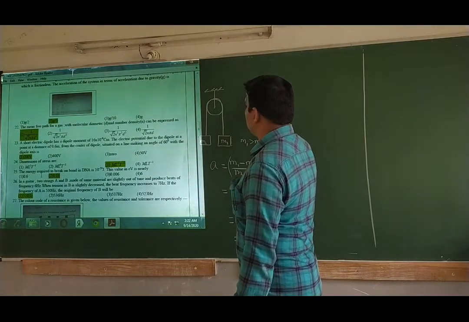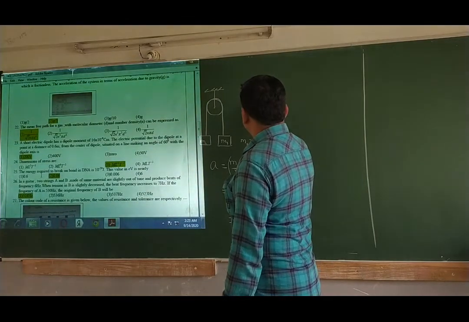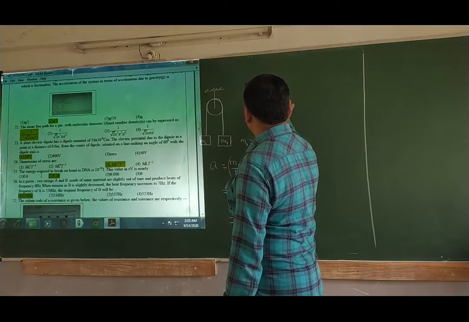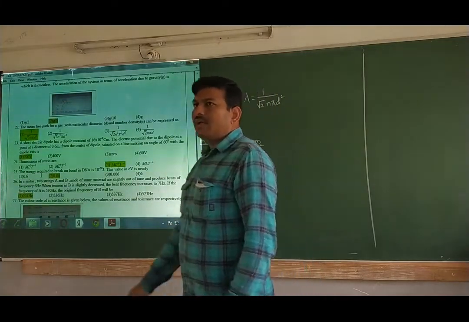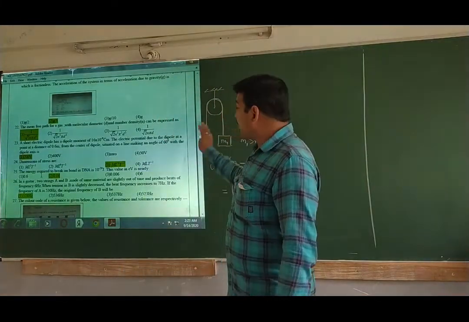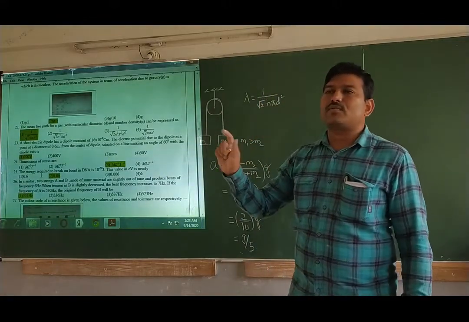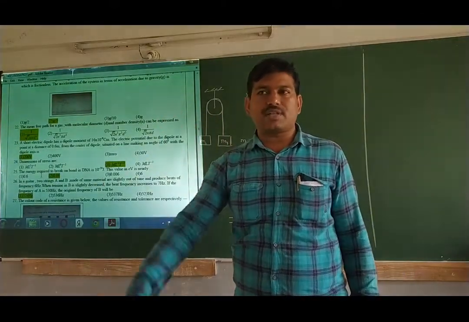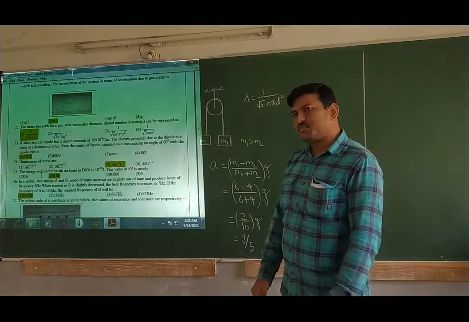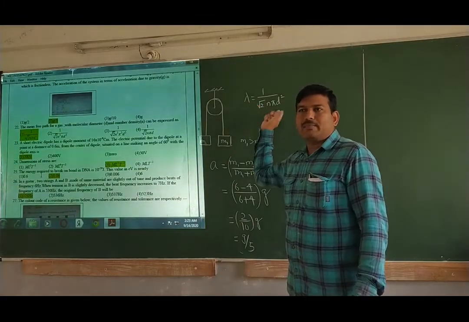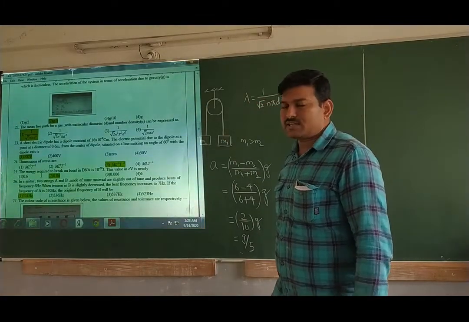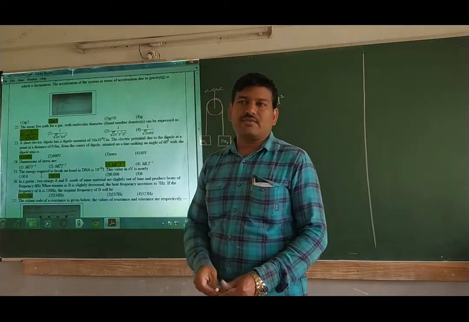Lambda is equal to 1 divided by root 2 into n pi d square. It is a direct formula which you need to remember. A complete derivation is not there, only a relative derivation. They have given a quantitative explanation in your NCERT textbook. So 1 by root 2 n pi d square. Referring to your NCERT textbook, in the kinetic theory of gases, you will find this formula.